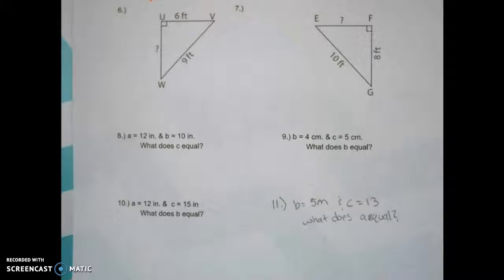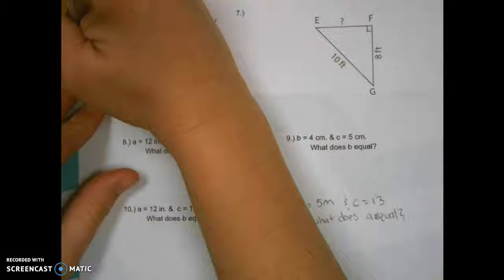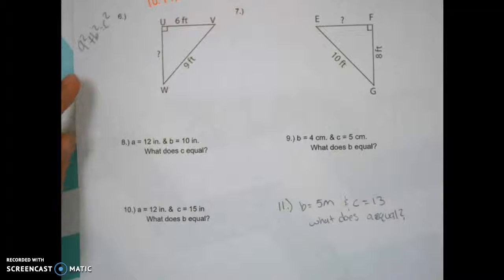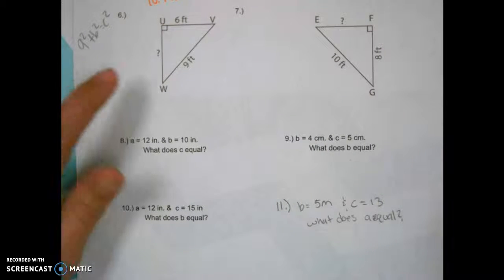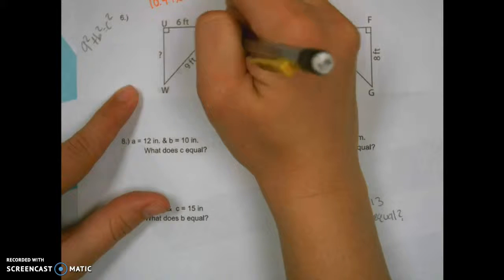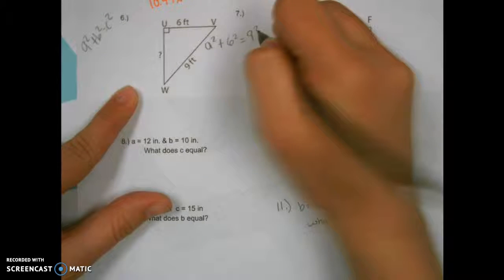This video is going to go over the second part of the Pythagorean practice. So we are going to start with number 6 right here. I remember my formula is a squared plus b squared equals c squared. I already know my c and I already know my b, so now I've got to find my a. So I'm going to write a squared plus 6 squared equals 9 squared.